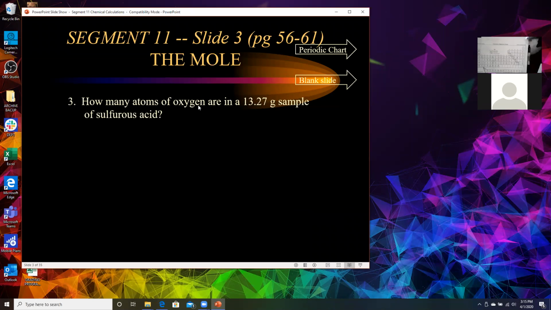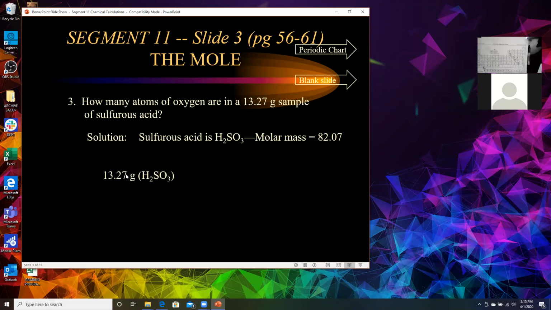Now, how many atoms of oxygen are there in a 13.27 gram sample of sulfurous acid? Sulfurous acid is H2SO3. We calculated the molar mass to be 82.07. I have 13.27 grams of sulfurous acid given in the problem. There is the mass given, 13.27 grams, and there is the unit for sulfurous acid there. It's that many grams of sulfurous acid.